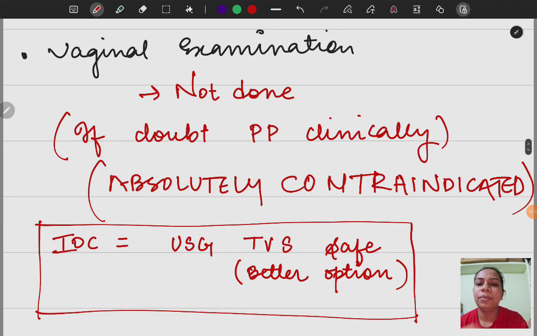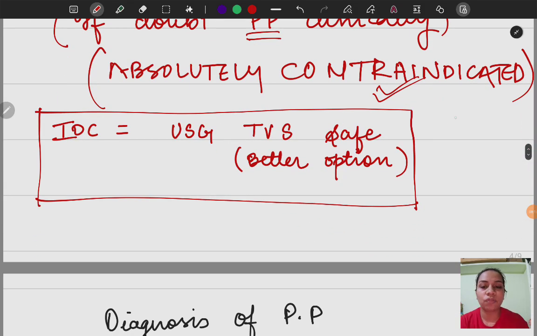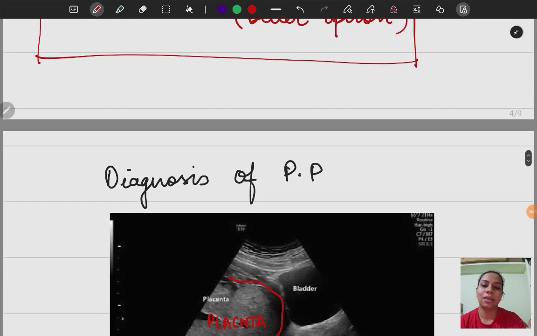On vaginal examination, always remember, in placenta previa the placenta is covering the internal os. So in this case, vaginal examination is absolutely contraindicated because it can trigger bleeding. So if you are in doubt that the mother clinically has placenta previa, you don't have to do vaginal examination. That is why the investigation of choice is USG; transvaginal sonography is very much safe. It is a better option than vaginal examination.